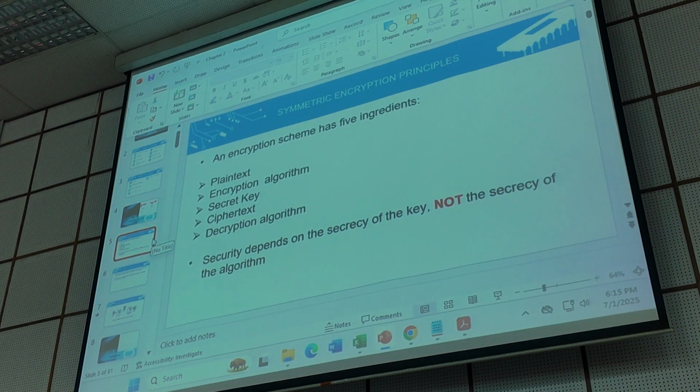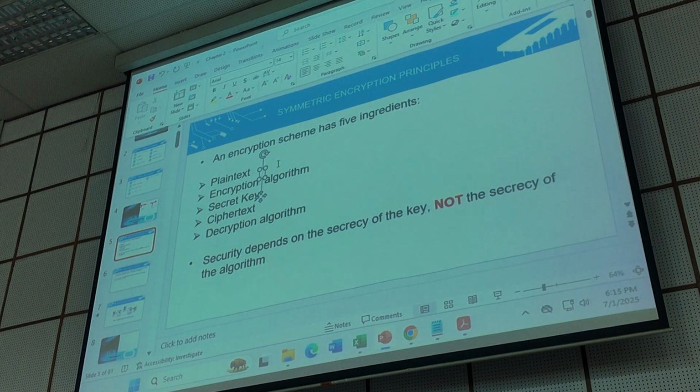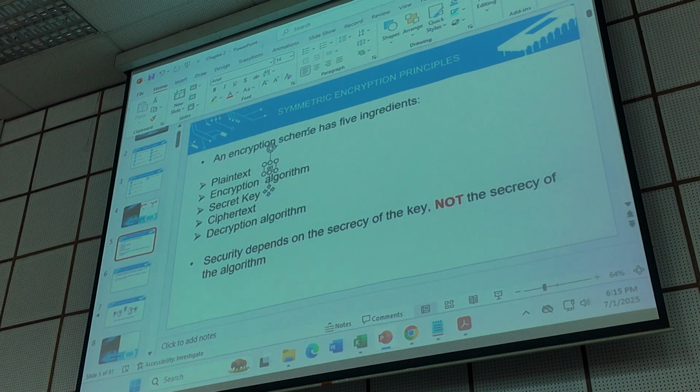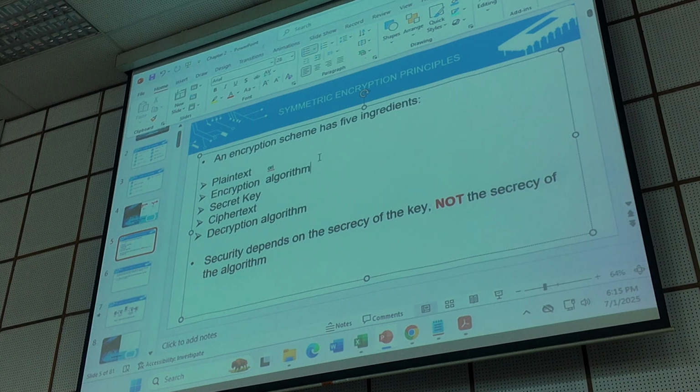So there are 5 ingredients. One is original data. Original data. Encryption algorithm is the algorithm you use to encrypt the plain text. Later on, I will describe. There are a few algorithms you will study today.